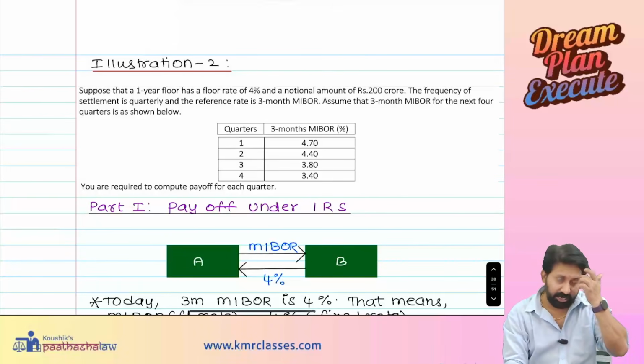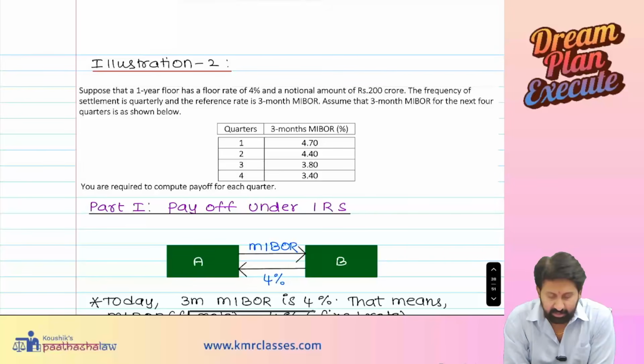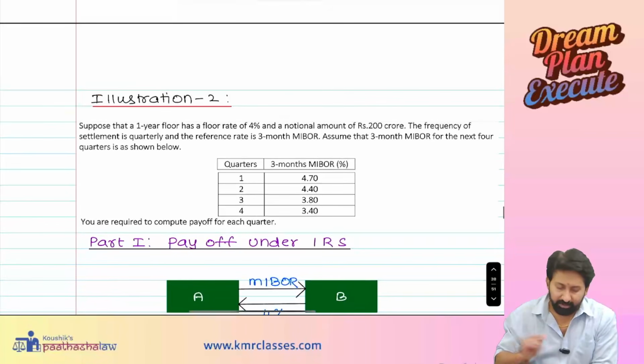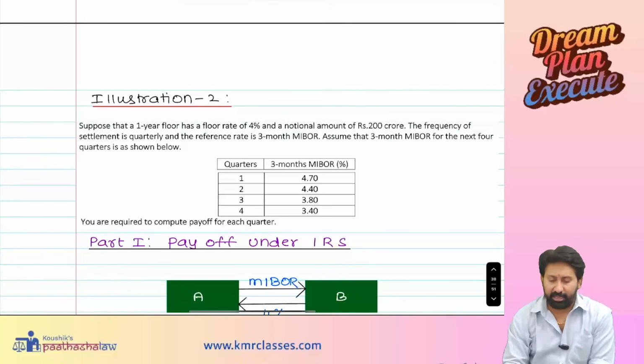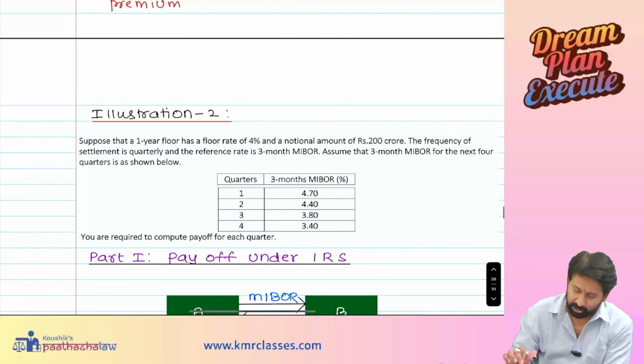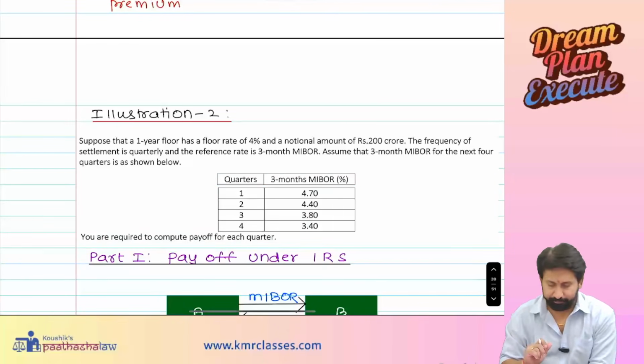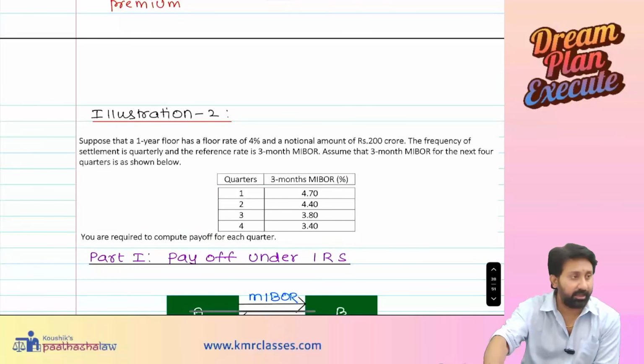First the put option came. Suppose that a 1-year floor has a floor rate of 4, notional amount of rupees 200 crore. Frequency of settlement is quarterly. Reference rate is 3-month MIBOR. Assume that the 3-month MIBOR for the next 4 quarters is as follows. You are required to compute the payoff at each quarter. Read the question.